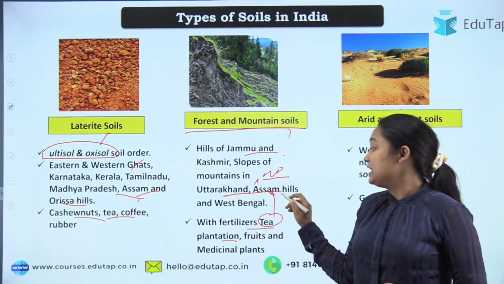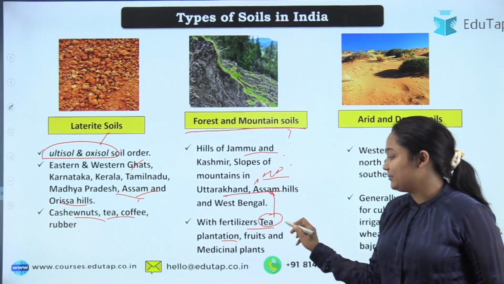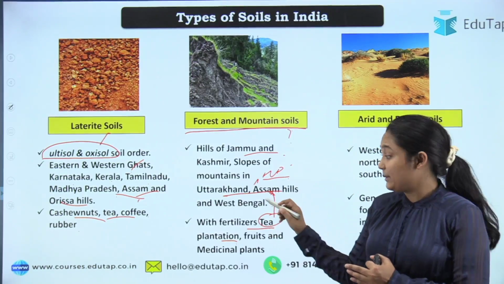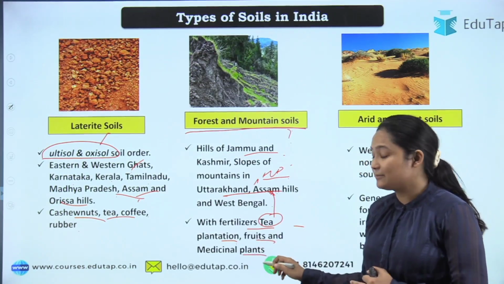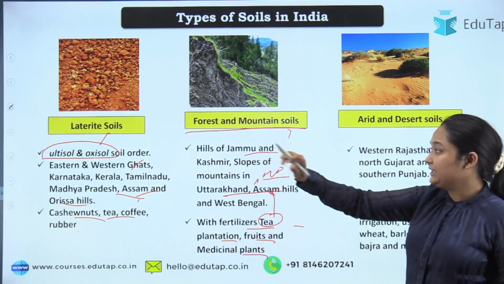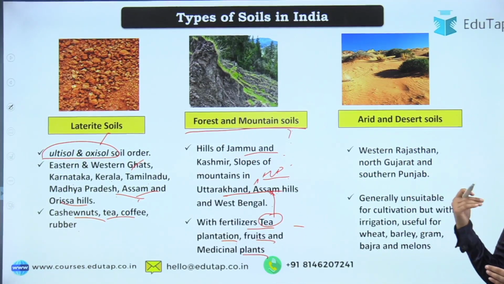Not wheat, tea. Since acidic soil is there, tea can be grown, tea plantations are there. So it is majorly grown in Assam. Then fruits and medicinal plants, all of that can be grown in the forest or the acidic mountainous soil.